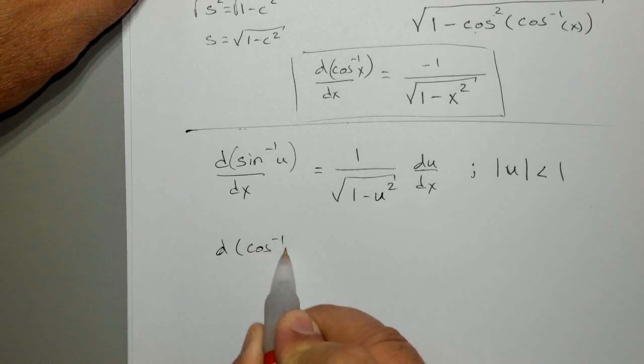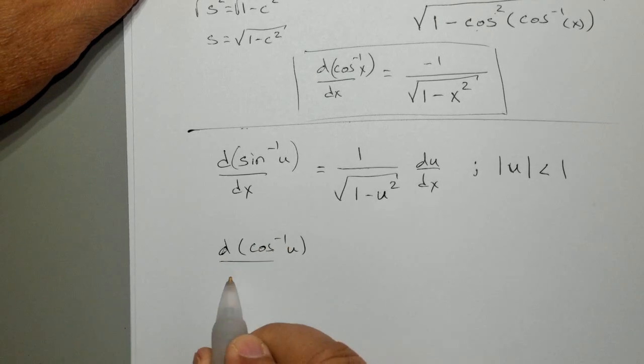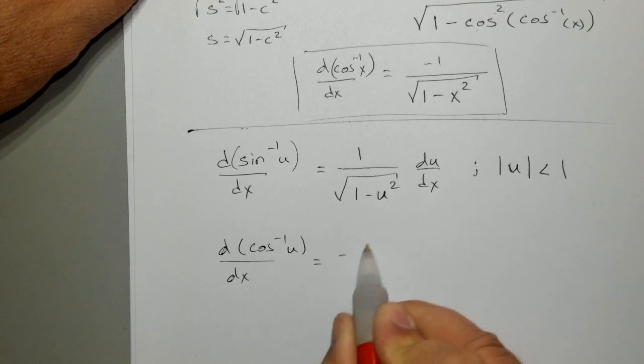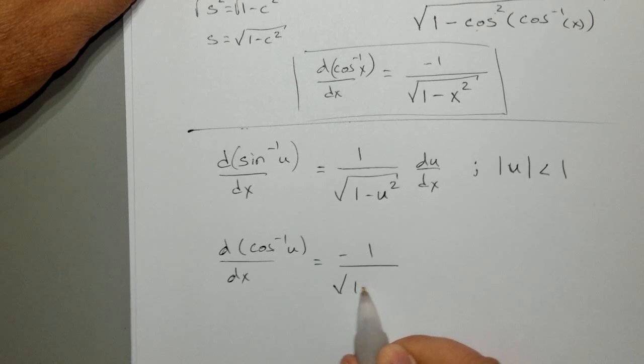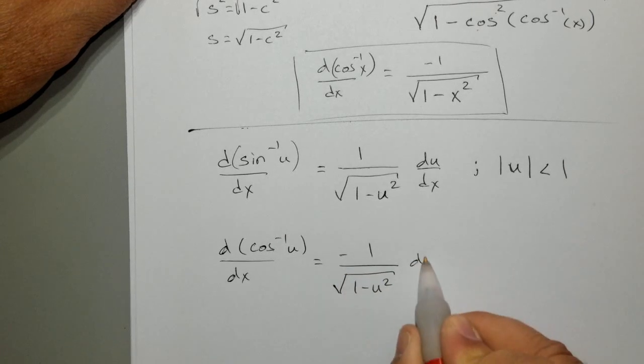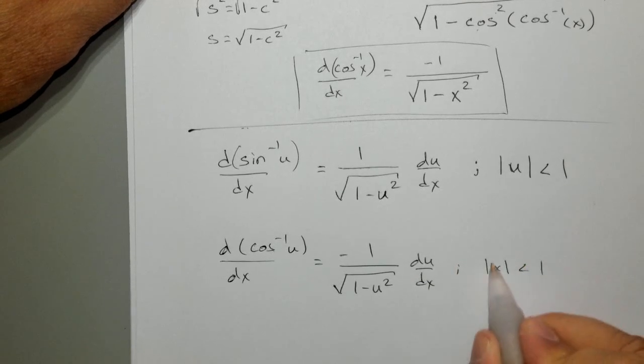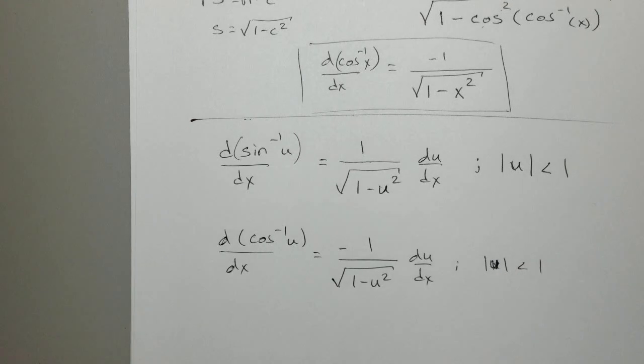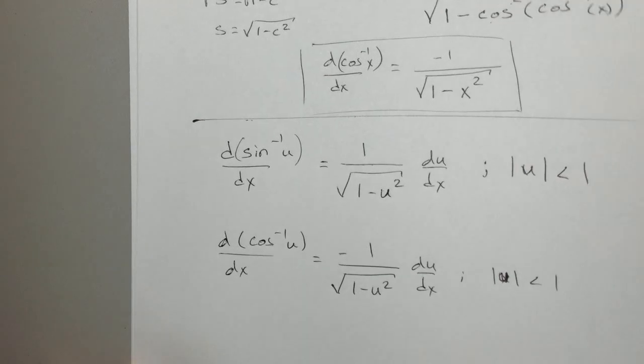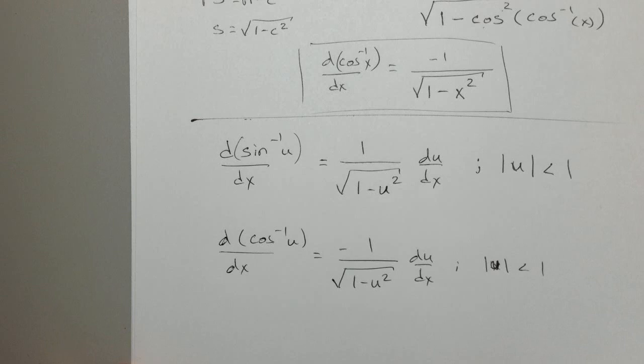Likewise, the derivative of the inverse cosine of u is equal to the negative of 1 over the radical of 1 minus u squared, times du dx, where the absolute value of u is less than 1. What's the only thing that changes in those two? The sign. Cosine is negative, sine is positive.